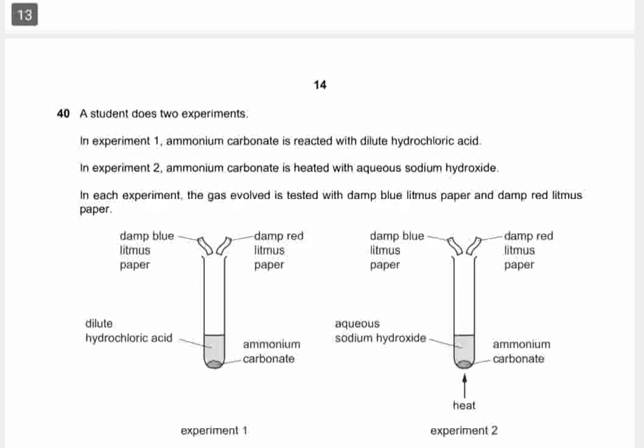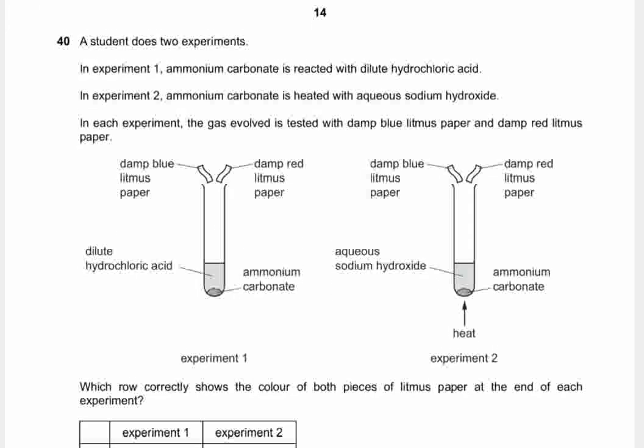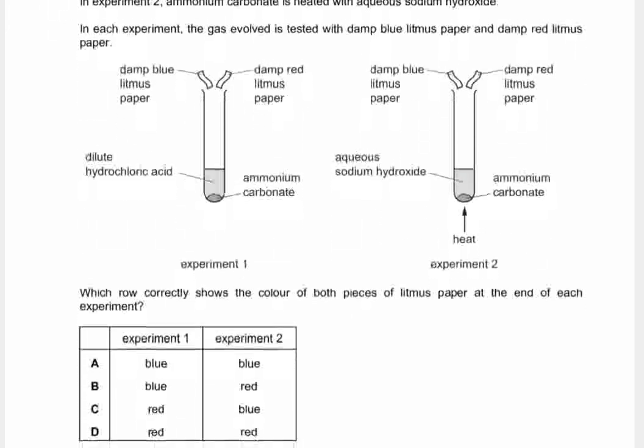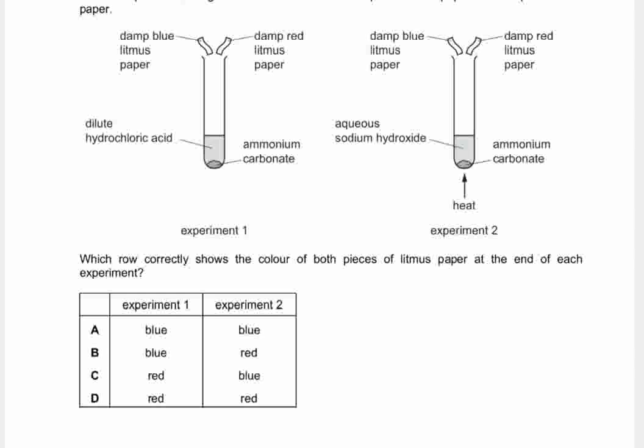A student does two experiments. In the first experiment, we have ammonium carbonate reacting with hydrochloric acid, and in the second, it is reacting with aqueous sodium hydroxide. So you have to pick the color changes of litmus paper. Obviously in the first one we will have a red color change, and in the next we have a blue color change. So the C option is the correct one here.